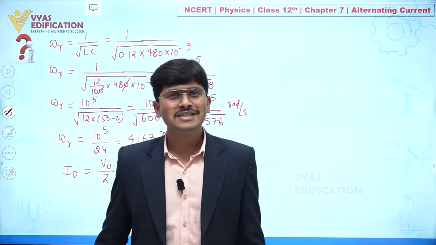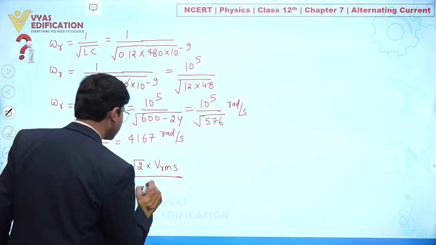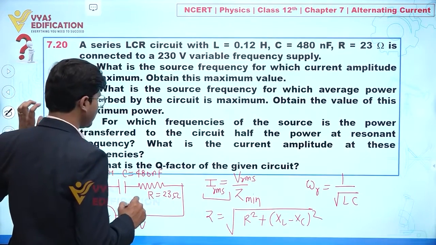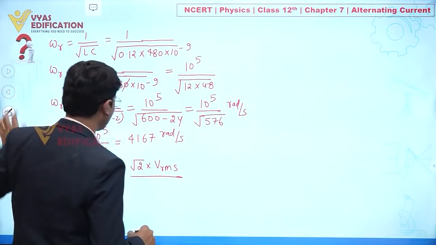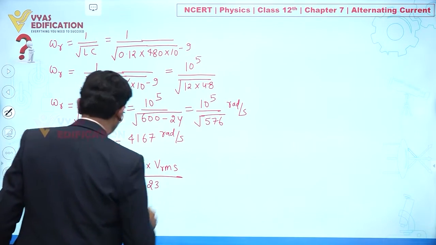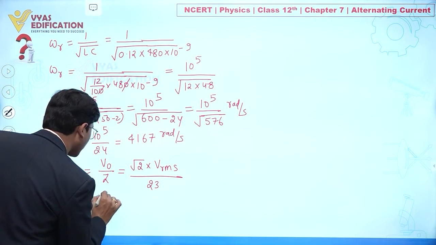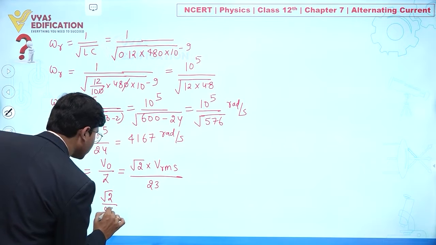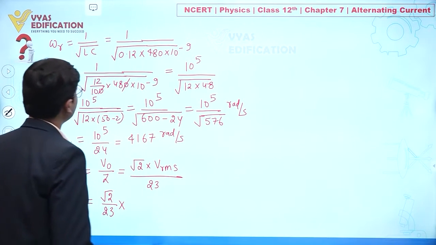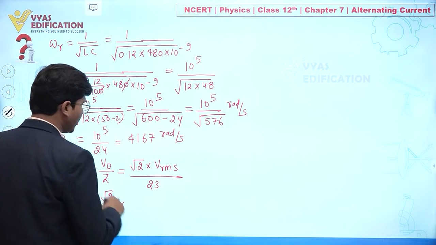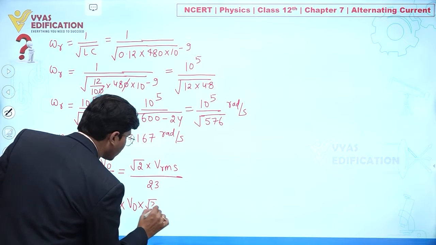In the resonance condition, you always find that capital Z is equal to capital R, so this is divided by the resistance. The value of resistance is given as 23 ohm. So I0 is given by under root 2 divided by 23 multiplied by VRMS. VRMS is given by V0 divided by under root of 2.